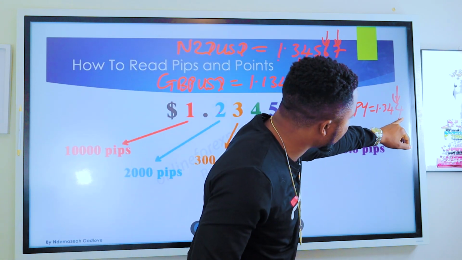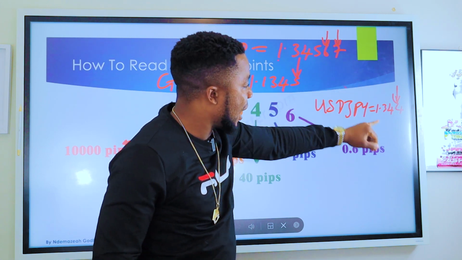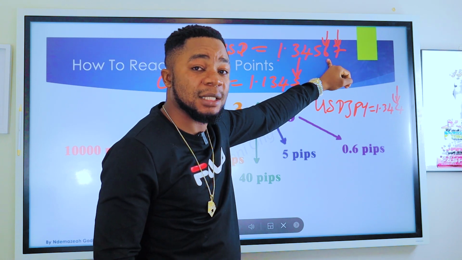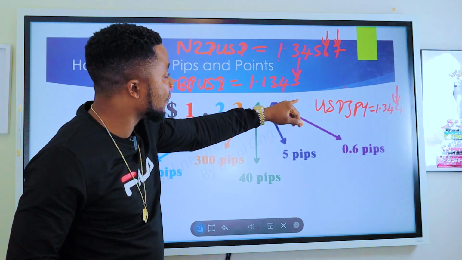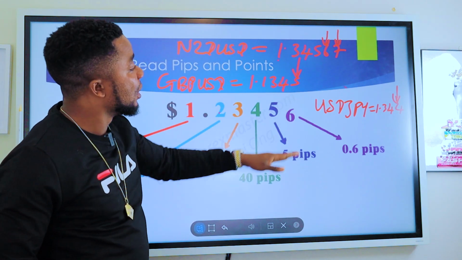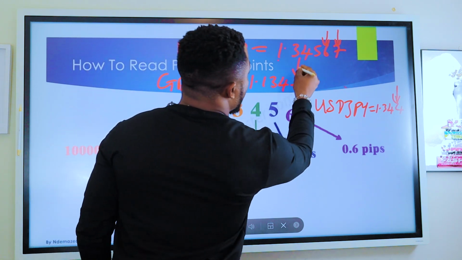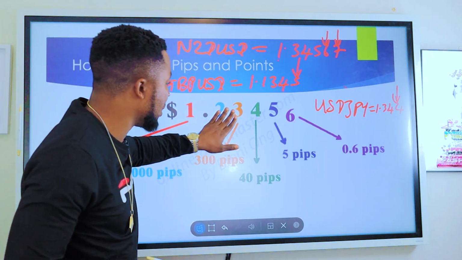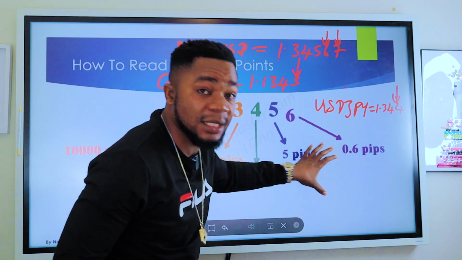So here the last digit will be a point, and the last digit here will be a point. And here the pip will be the second to the last digit, and here the pip is the second to the last digit. But in situations where the currency quote has 4 decimal places after the digit, or 2 decimal places after the digit, the last digit becomes the pip. The last digit is the pip. That is why here you see the last digit is the pip. So just have that at the back of your mind so that you'll be able to understand once I explain this structure to you.